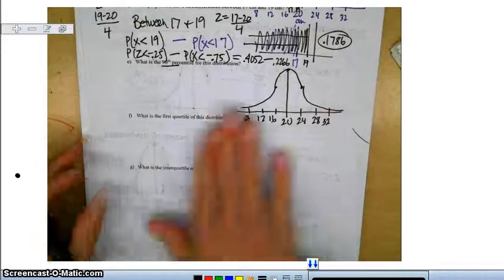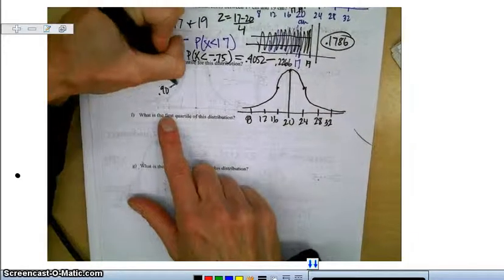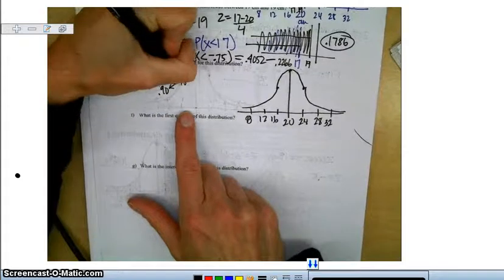So all we're looking for now, here's the thing, they tell us this is how much I've shaded. I've shaded 0.90. This is the percent. This is the proportion.